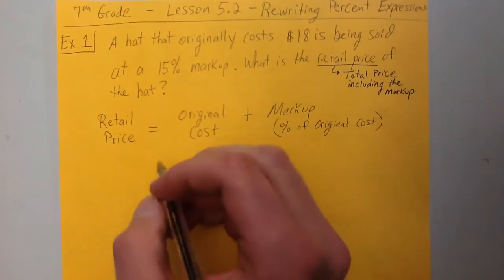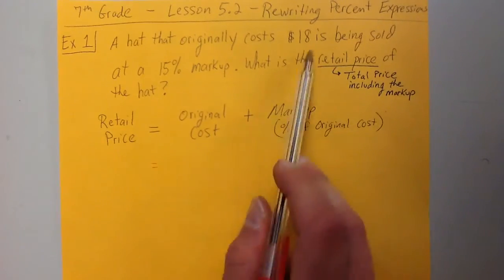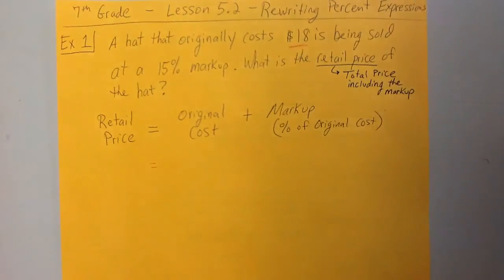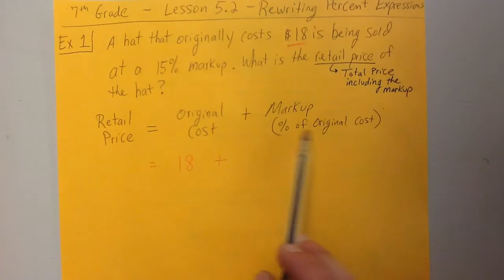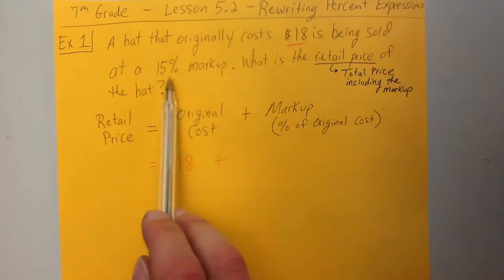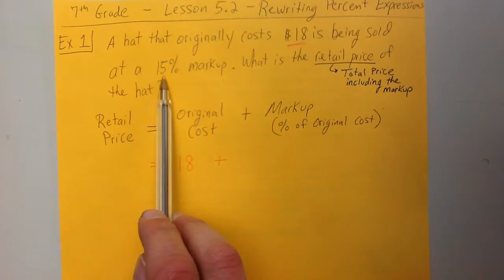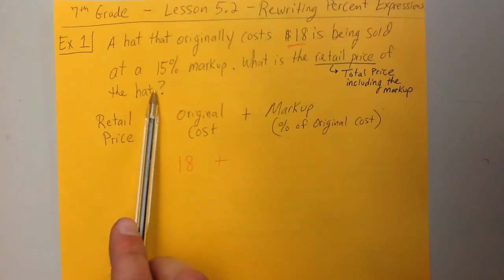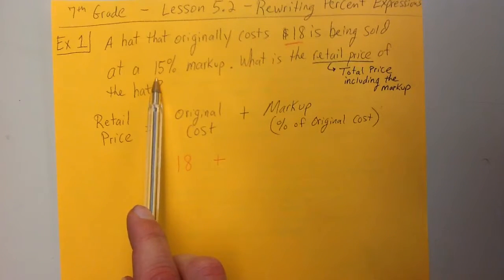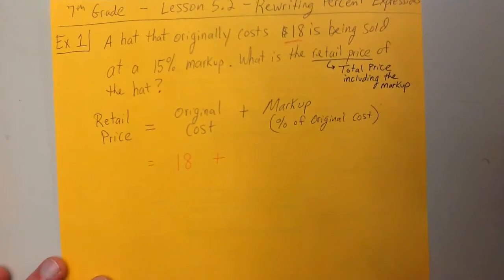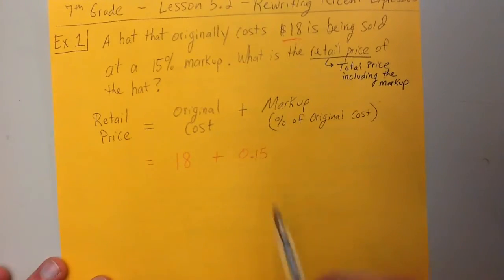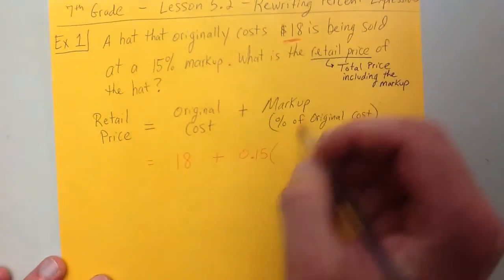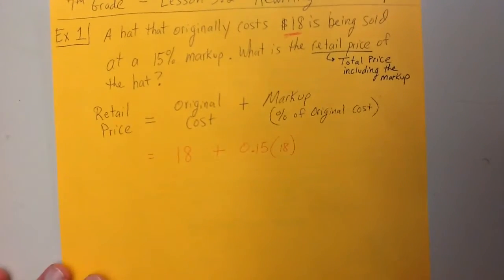All right, so the retail price is equal to the original cost, which is $18. That's how much the hat originally cost, 18, plus a percentage of this original cost. The hat is being marked up 15%. So I need to write 15% as a decimal. To do that, I take 15 and divide by 100, because that's how you go from percent to a decimal. So 15% divided by 100 is 0.15. The markup is 15% of the original cost of $18.